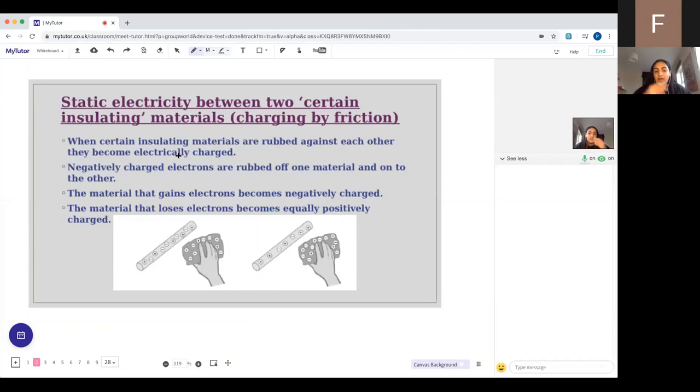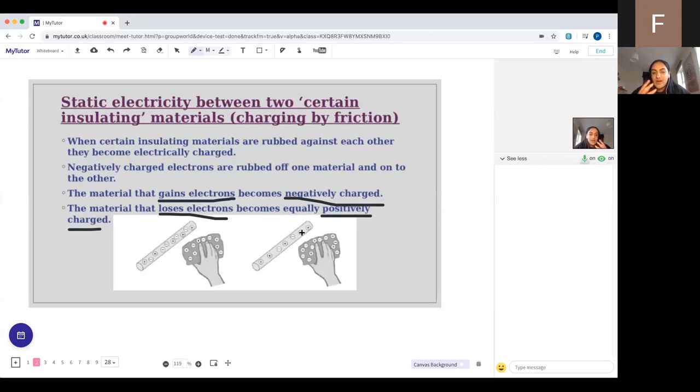Okay, now the material that gains electrons becomes negatively charged. So if it gains electrons, it becomes negatively charged. So it's gaining more negative charge, which makes sense. It becomes negatively charged. And the material that loses electrons becomes positively charged. Okay, and they're equal. So the equal charge on the rod is the same as the charge on the cloth in this example.